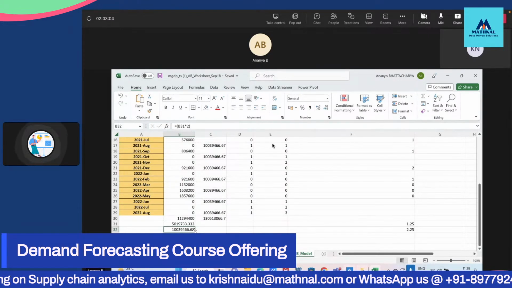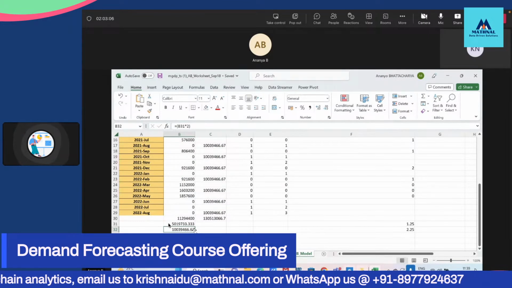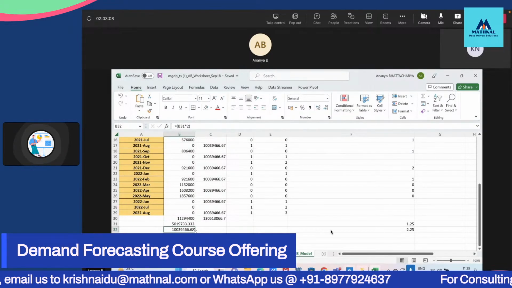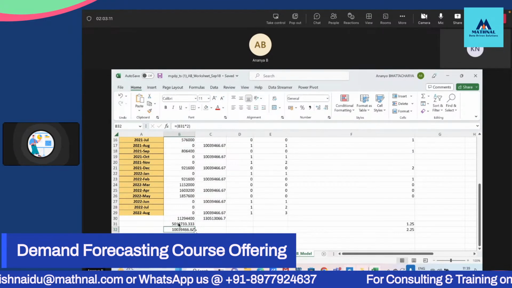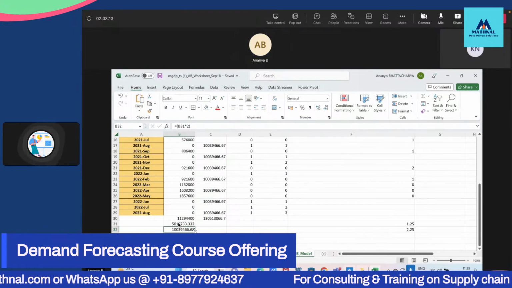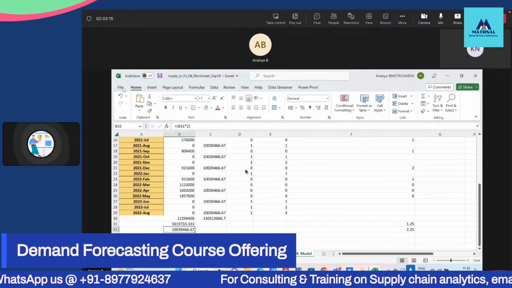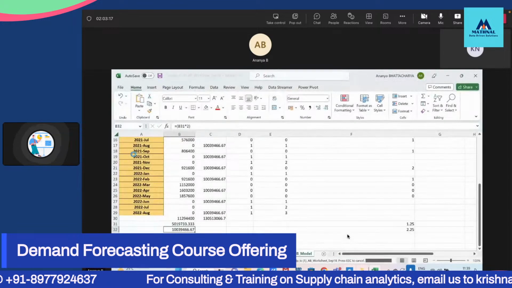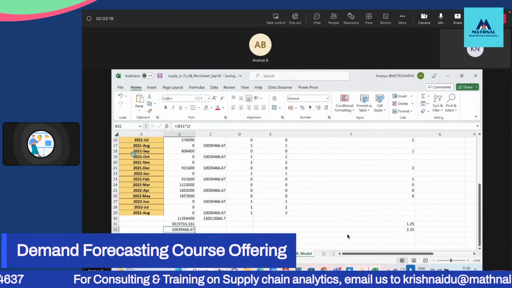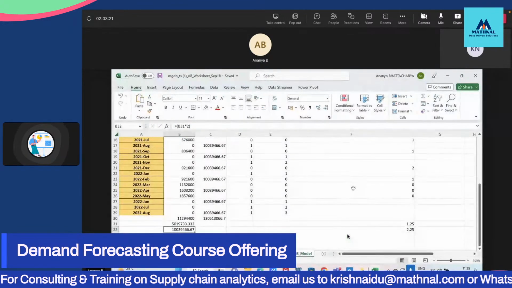Okay, we'll see it in the next session. So I think we cannot divide the sum by 2.25. That's wrong, because the sum is the overall, and we cannot divide it by 2.25. So just save the file. I think there's some mistake happening here, so we'll see it in the next session.